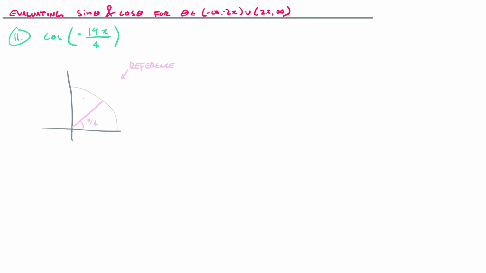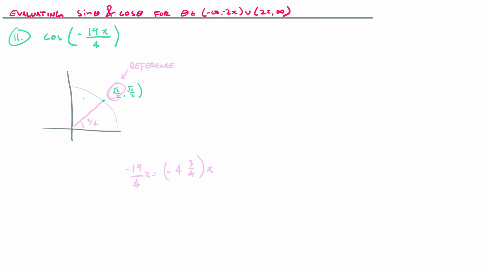Okay, well, for me, it's pi over 4. So the reference angle is pi over 4, which means our answer is going to be square root 2 over 2. In fact, whether this was sine or cosine, the answer is going to be some kind of plus or minus square root 2 over 2. We just need to figure out what quadrant we're in so that we can figure out, is cosine positive or negative in that specific quadrant.